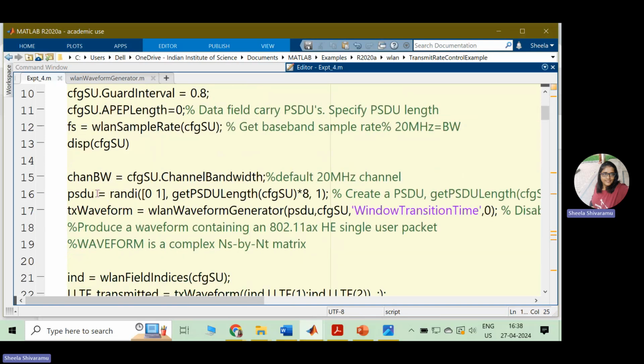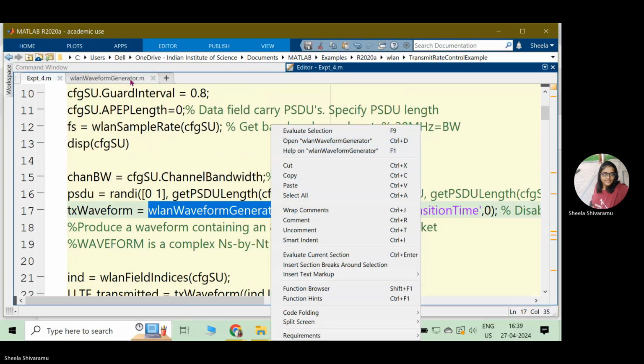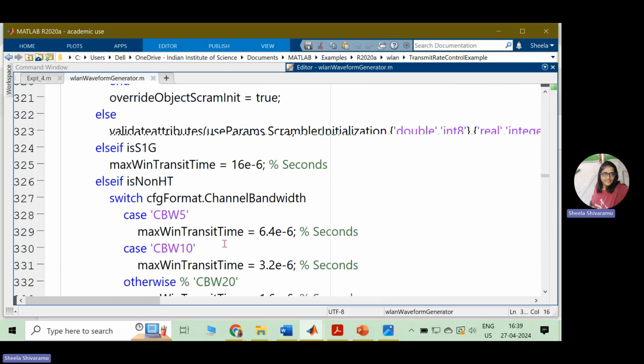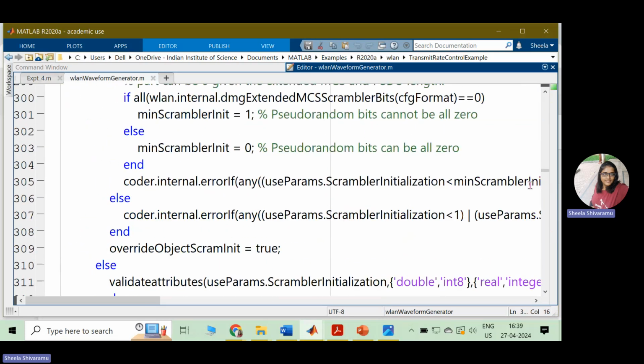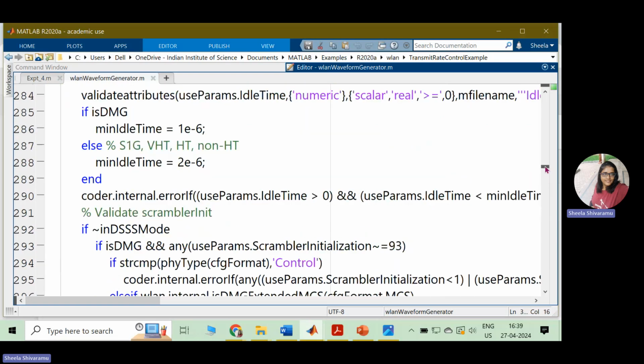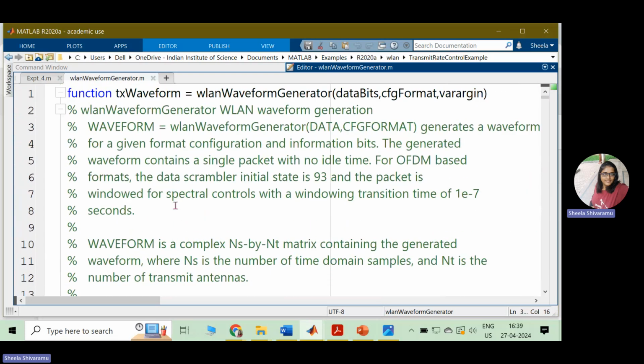So again, here I'm generating random data bits, and the PSDU is created. This PSDU is passed into the WLAN waveform generator. This we have seen earlier and discussed. Again, if you want to get into the details, you can right click on this and click on open. That function gets opened, and in the initial part, it's very difficult to understand what is happening inside. But if you read these comments, you get an idea of what is being done.